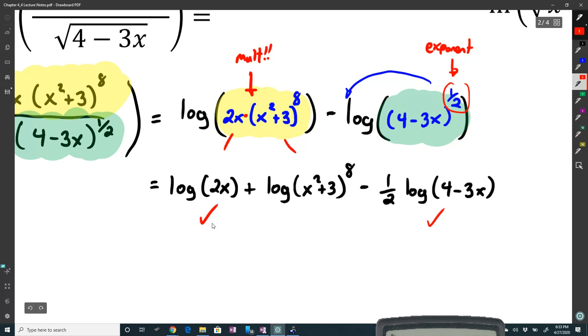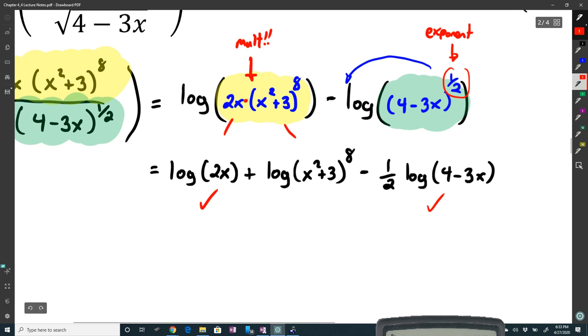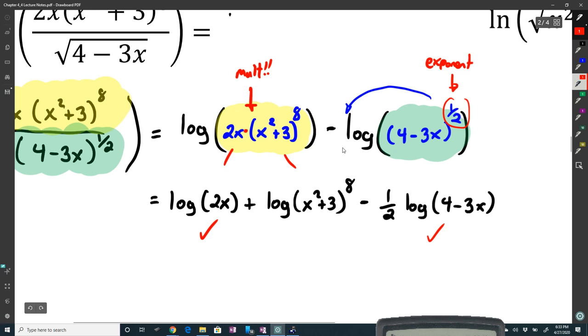This one is done because the main idea is subtraction. You can't do anything with that. Okay, now for this one, notice that there's still stuff I can do. I didn't write it, but this is really inside the log. The main idea is, again, exponents. So I can get the 8 and bring it to the front.